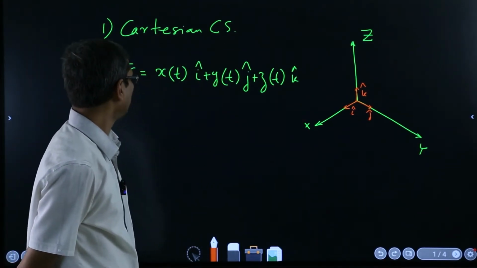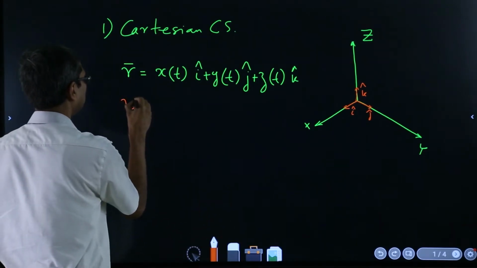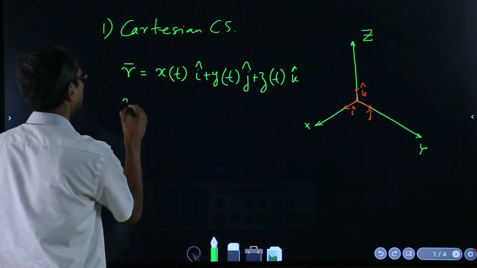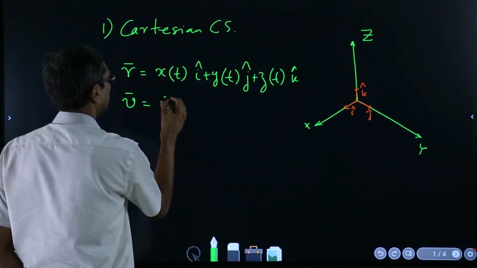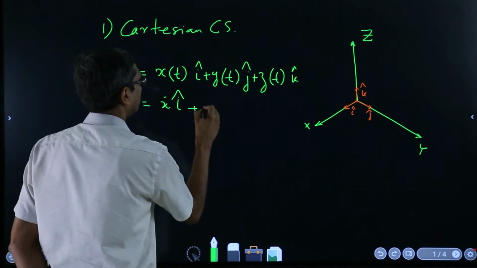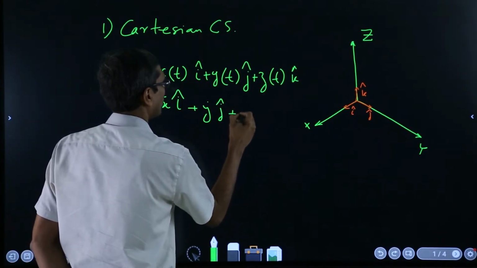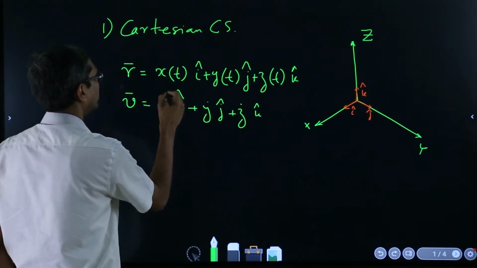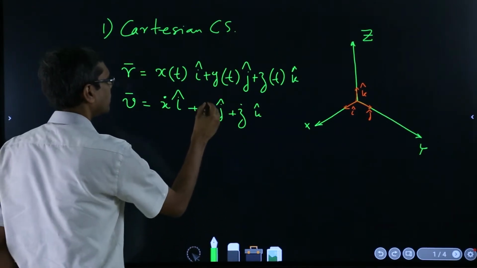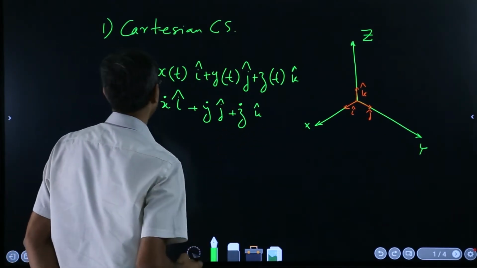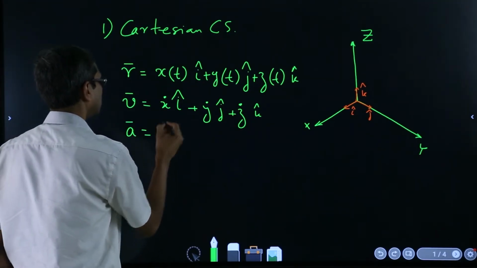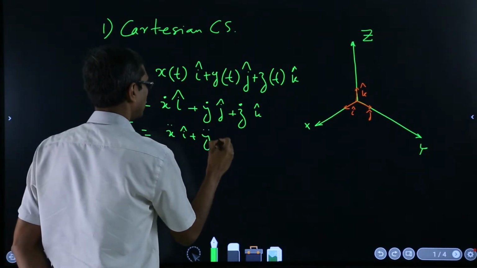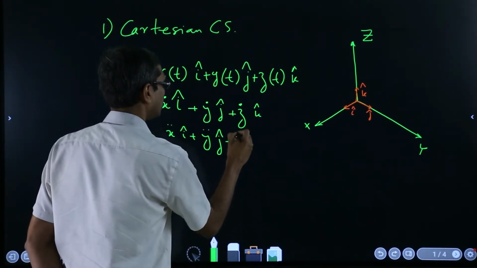And then we know how to get the velocity. The velocity will be x dot i plus y dot j plus z dot k. The explicit dependence on time I have not written here, just to keep it simple. And acceleration is just like that, x double dot i plus y double dot j plus z double dot k.